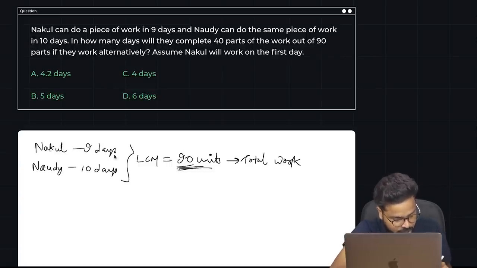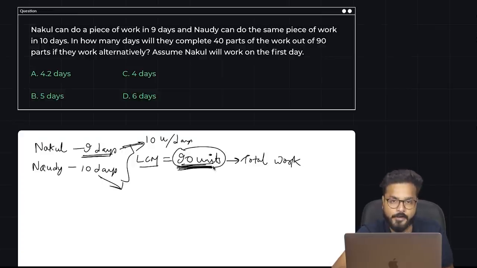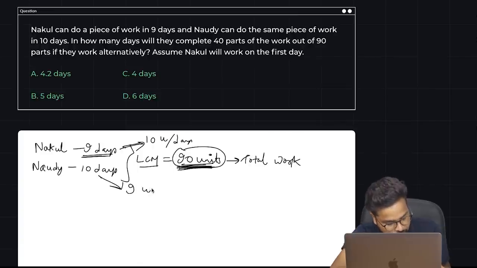So the total work I have considered to be 90 units, right? If Nakul takes 9 days to complete 90 units, what is his per day's work, guys? Nakul would be completing 10 units per day. So in 9 days, he'll be completing 90 units. Taking the LCM, I assumed that the total amount of work is 90 units. Nakul completes the entire work in 9 days, so his per day work would be 10 units per day. Noddy takes 10 days to complete this 90 units of work, so Noddy's per day work would be 9 units per day.